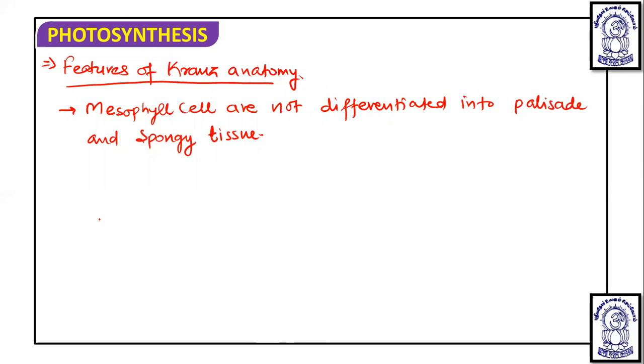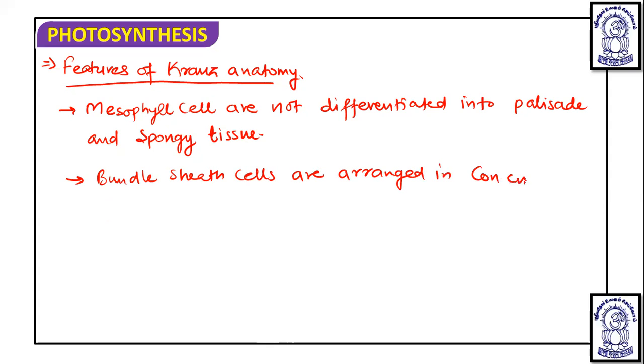Then the bundle sheath cells are arranged in concentric rings around the vascular bundles in a wreath manner.